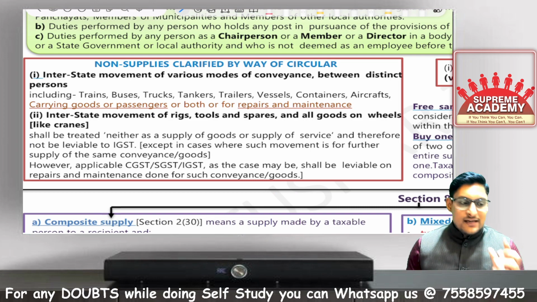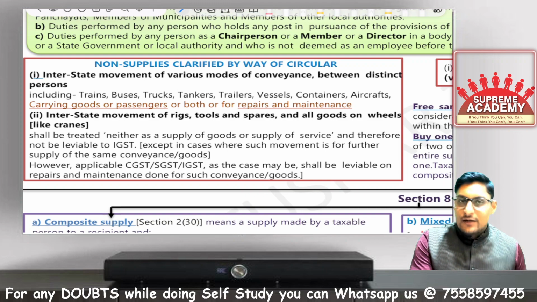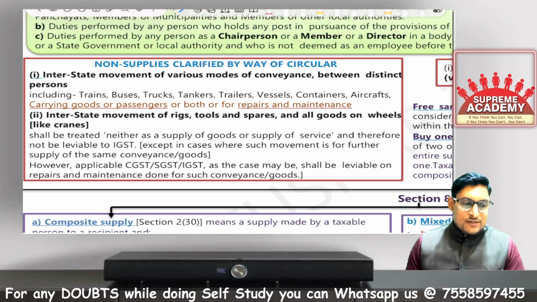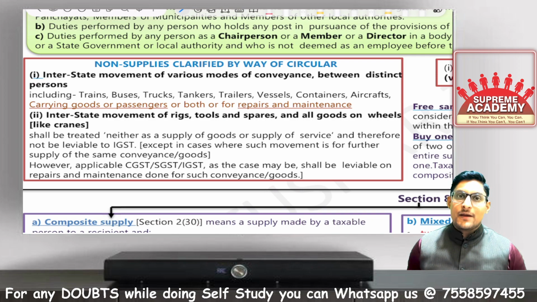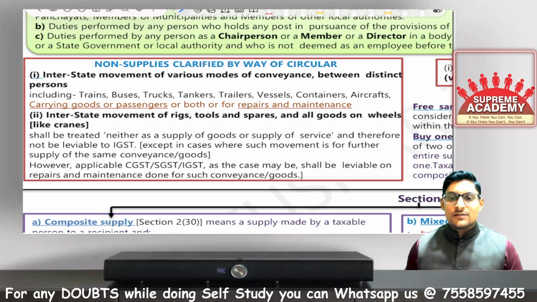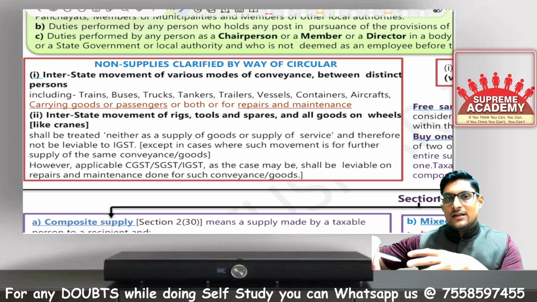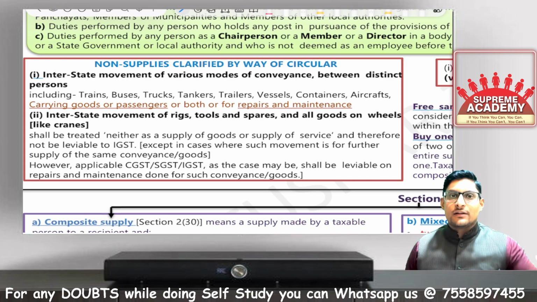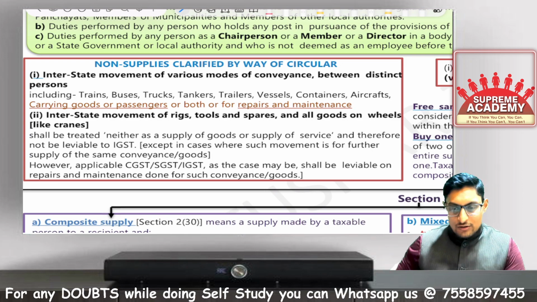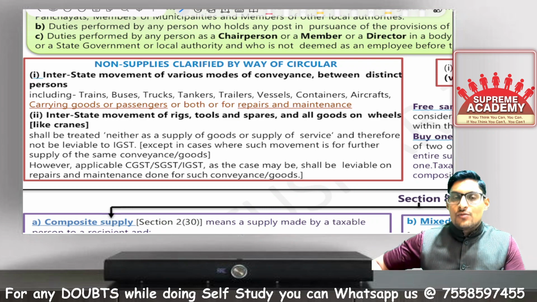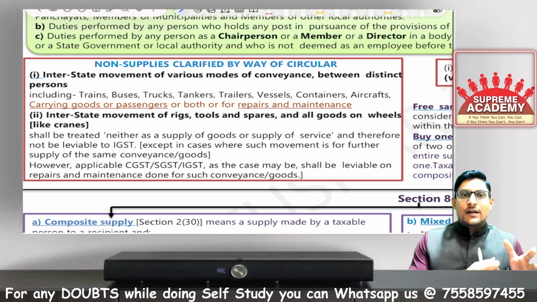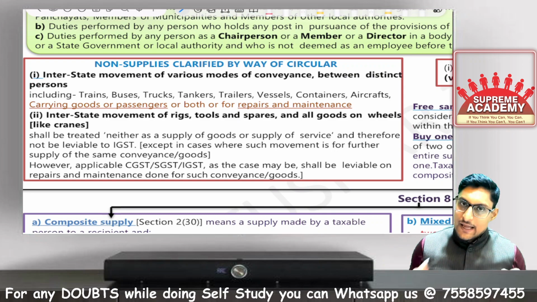And when any rigs, tools, or spare parts are being transported from one establishment to one's own establishment. For example, I have a branch at another location, and there some machinery demands repair and maintenance. So I send a person with the tools, rigs, and spare parts to go and repair that machinery. Now the transportation of this person and the rigs, tools, and spares will not be termed as a supply.